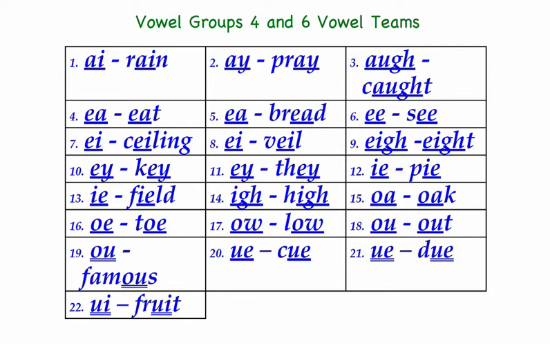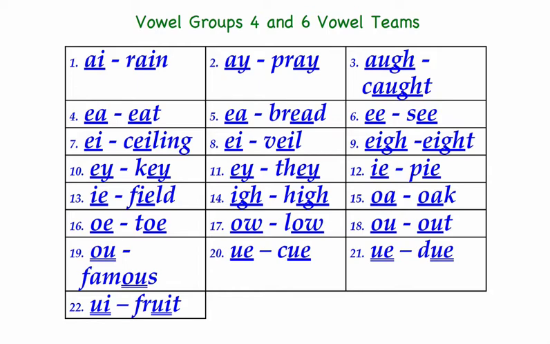In the word famous, OU is representing the short U sound, and in that instance, double underline OU and put a 6 under it. That's the second sound OU represents as a vowel group 6 team.